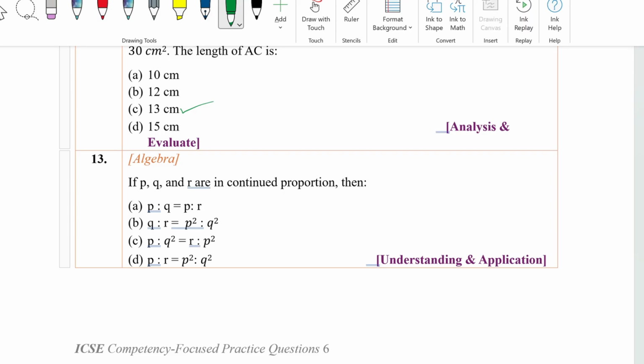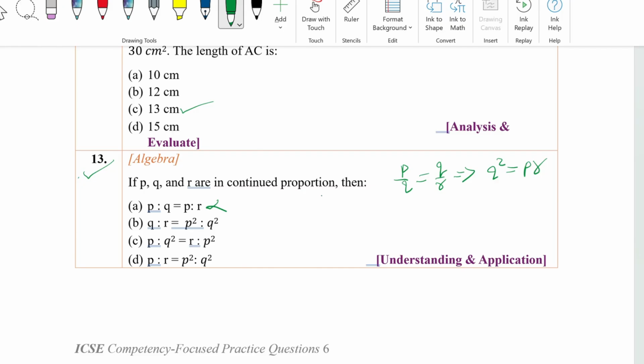Now question number 13. If P, Q, R are in continued proportion, then P by Q equal to Q by R. That means Q square equal to PR. Now, is P by Q equal to P by R? No, this one is wrong.